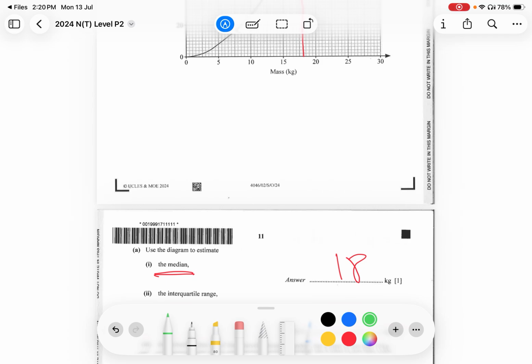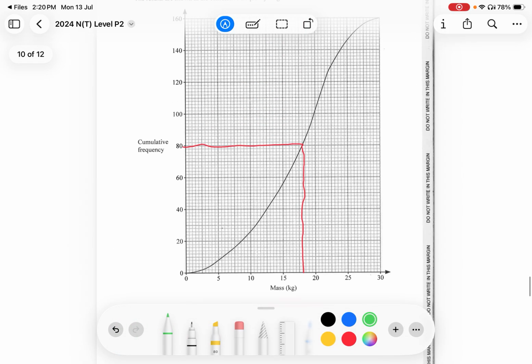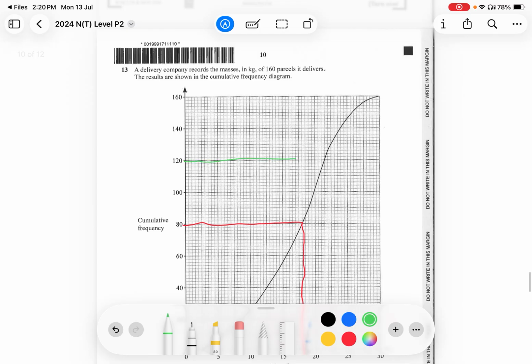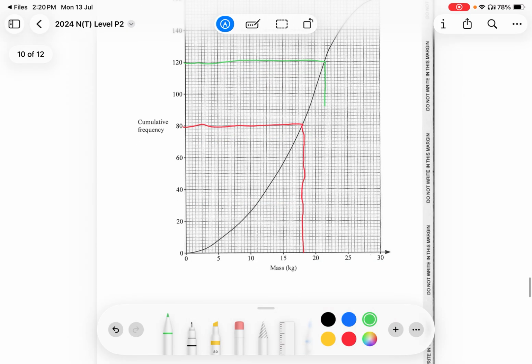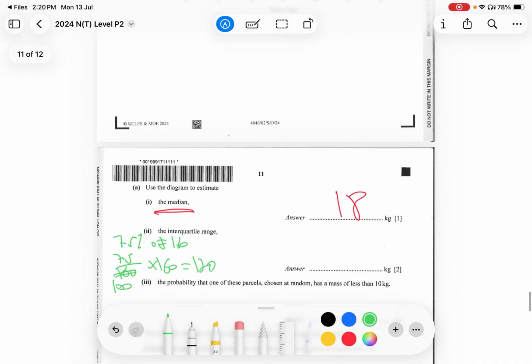Okay, for this, the interquartile range is like this. What is 75% of 160? It is 75 over 100 times 160, which is 120. At 120, the value is 21.5. This is 21.5.